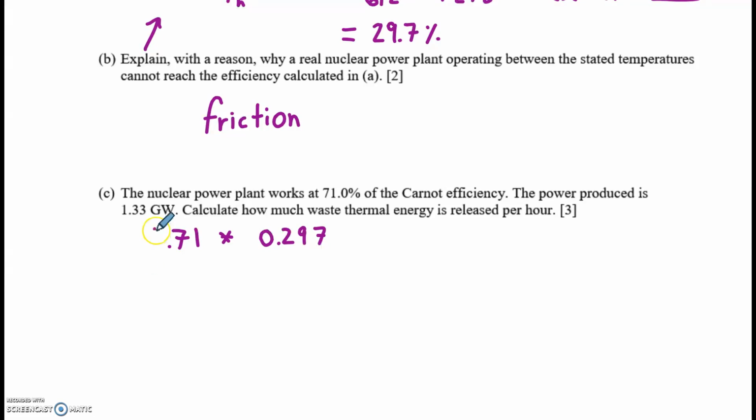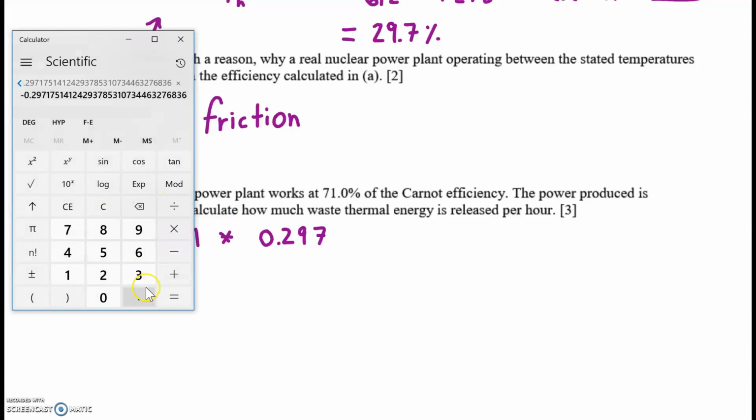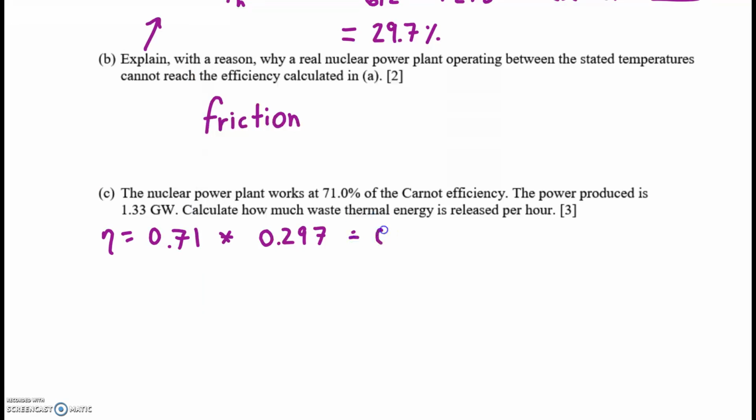So here's how I write that. And let me go ahead and just calculate the value times 0.71. Okay, so 0.21 or 21.99%. The power produced, and this is not super clear, this is supposed to be the electrical power produced, is 1.33 gigawatts. Electrical, is that the input that goes into the power station or the output? Electrical is the output. That's what we try to generate.